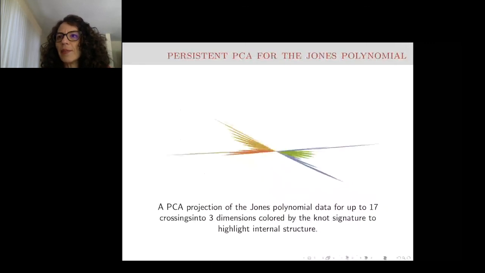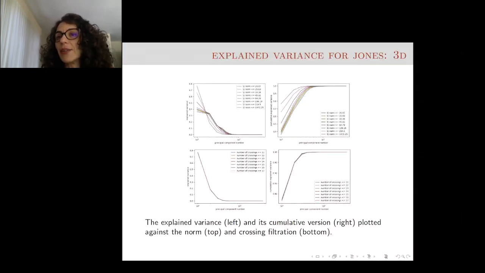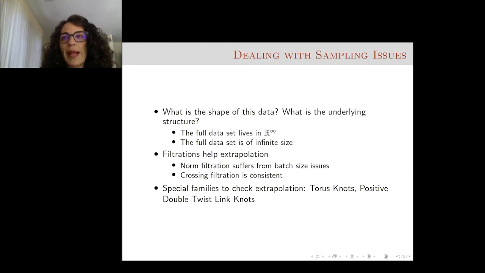But the idea here is that we actually need to look at the stability of these results across various filtrations, which I'm going to talk about in a moment. As I said at the very beginning, if you want to think about all knots and say something about the shape or the structure, you can always use manifold learning techniques, but we don't really know what the underlying structure of this data set would be. The full data set, of course, lives in infinite dimensional space and it's of infinite size. So we're hoping that this filtration will help in extrapolating conclusions.